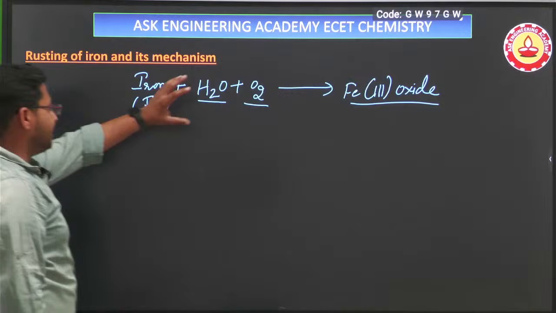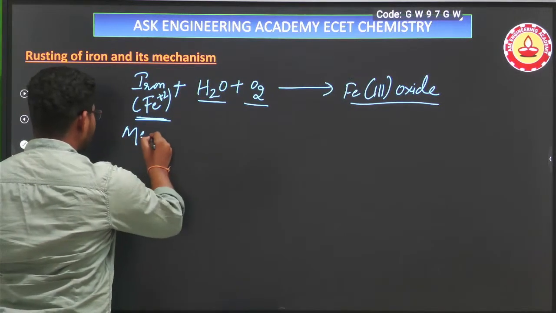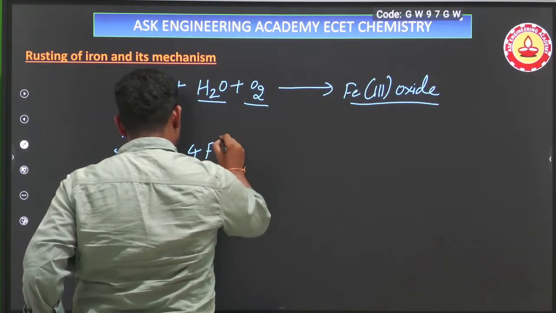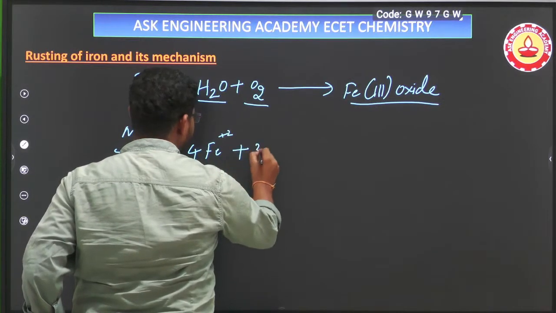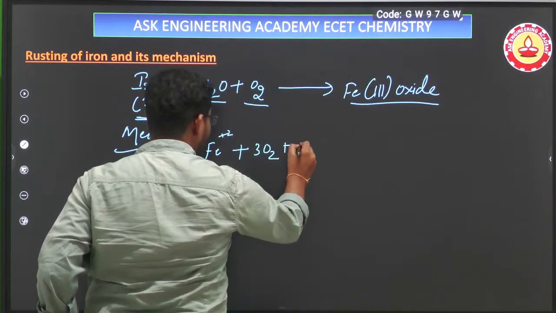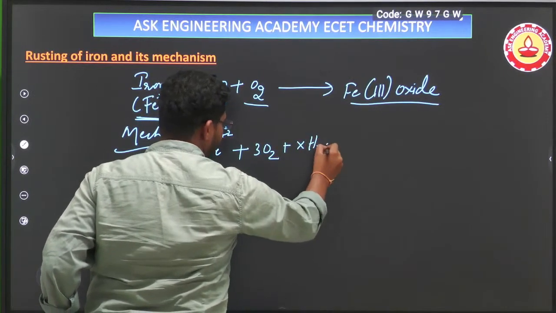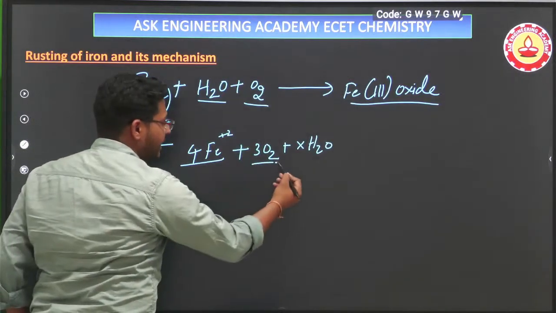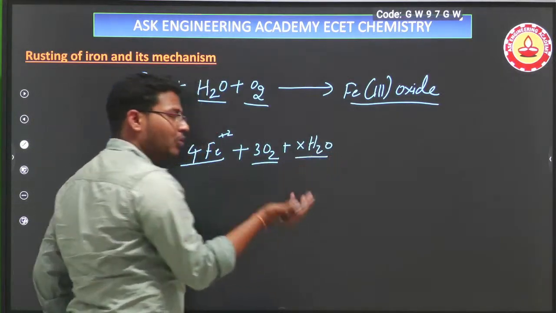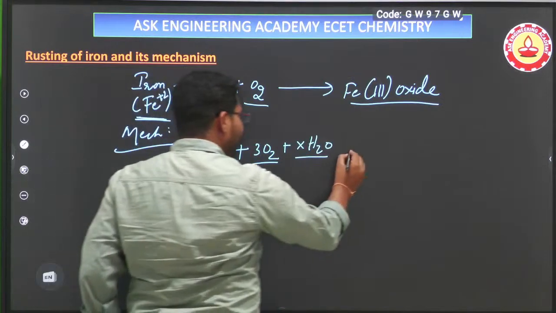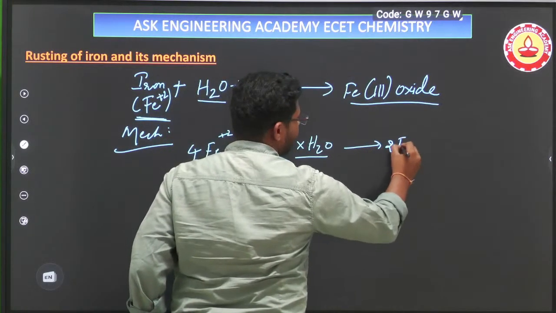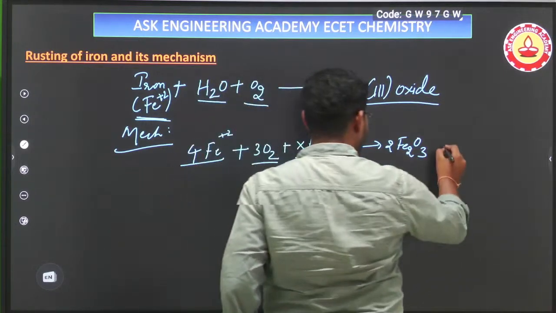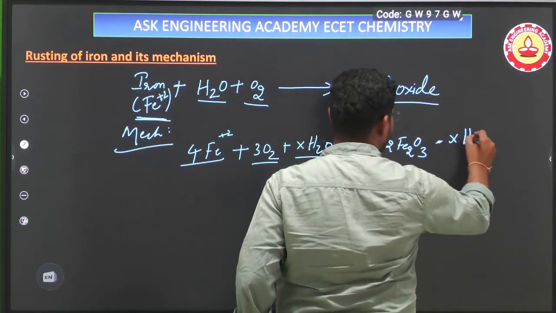Now the exact mechanism here is a chemical equation. Generally 4 moles of Fe+2 reacts with 3 moles of oxygen and X amount of water molecules. See, 4 moles of Fe+2, iron atoms, 3 oxygen molecules, X we don't know the amount of water molecules, it will give rise to 2 moles of Fe2O3, ferric oxide, plus again along with water.